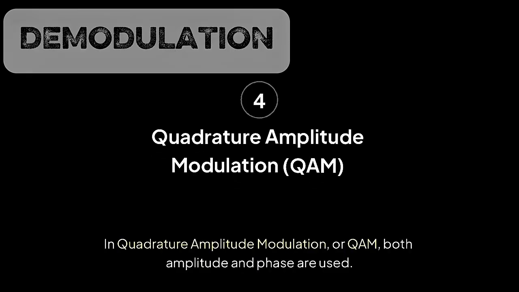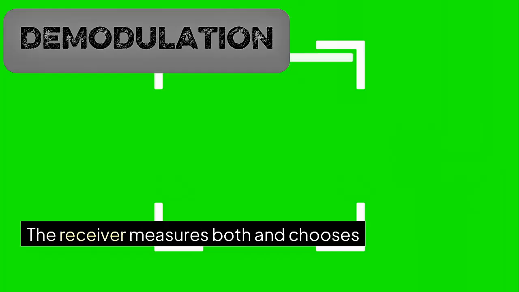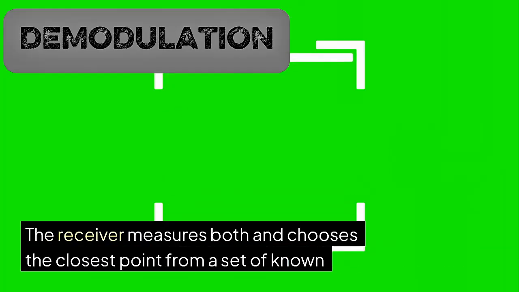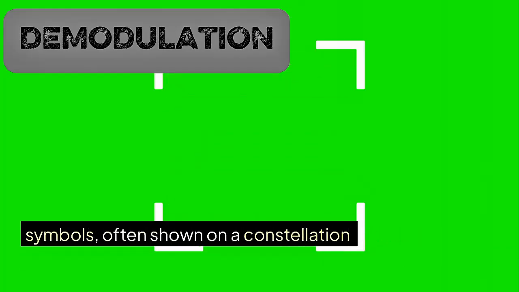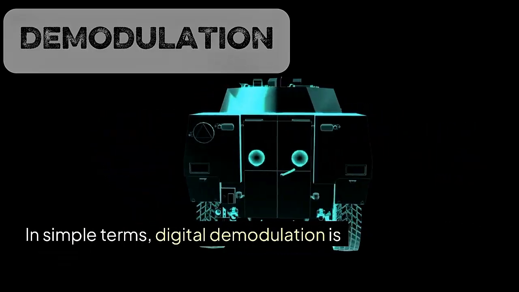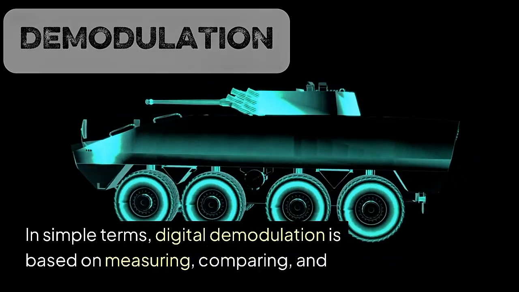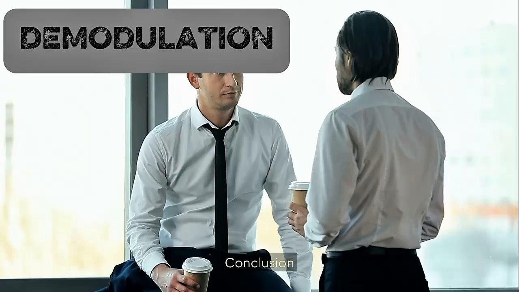In quadrature amplitude modulation, or QAM, both amplitude and phase are used. The receiver measures both and chooses the closest point from a set of known symbols, often shown on a constellation diagram. In simple terms, digital demodulation is based on measuring, comparing, and deciding.